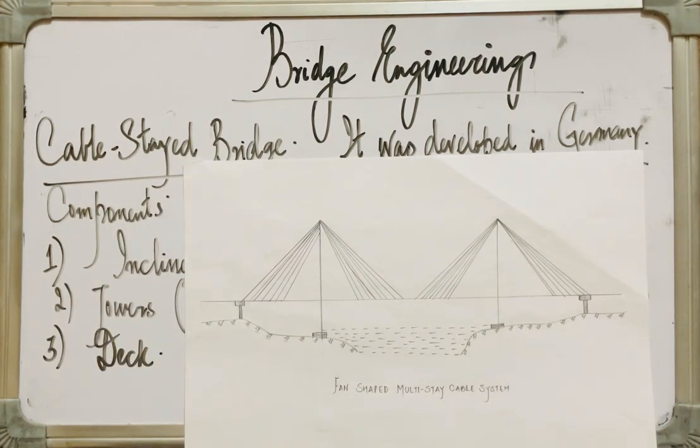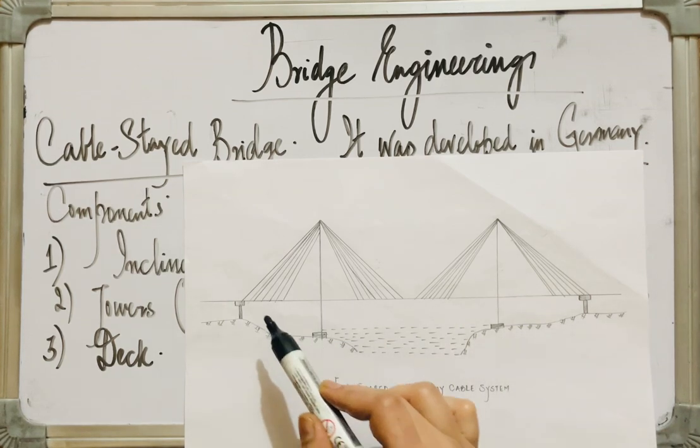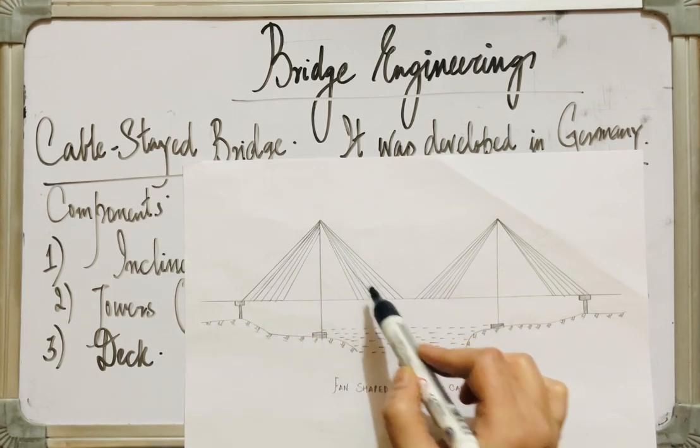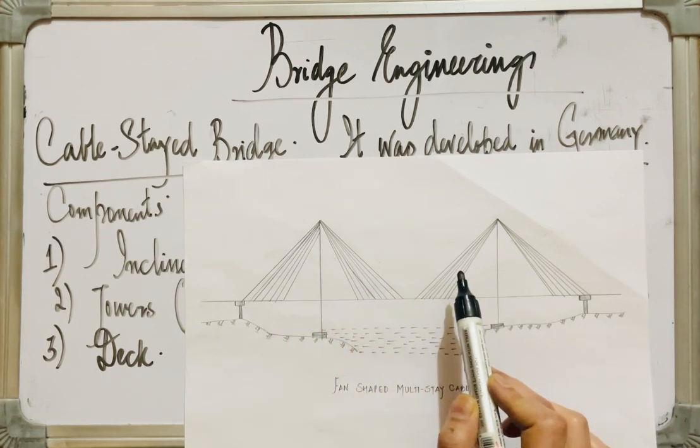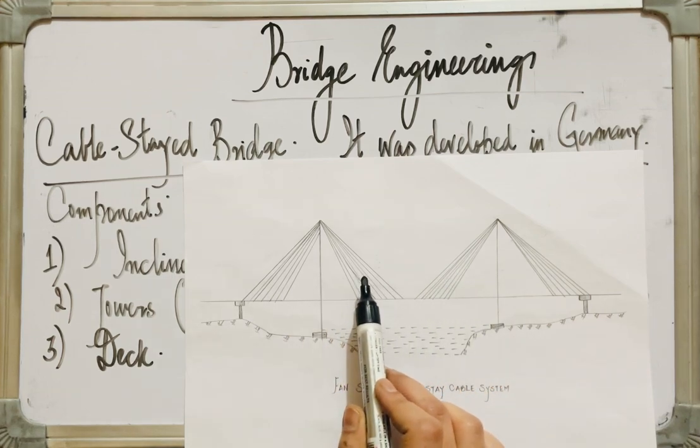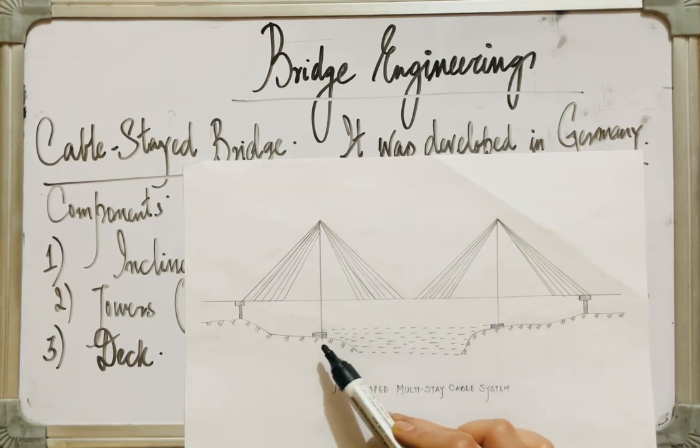This is a picture of a cable stayed bridge. These are the towers. They are embedded in the foundation. These you can see here, these are the inclined cables, and these inclined cables hung the bridge deck. That means the bridge deck in case of a cable stayed bridge is also suspended by means of these multiple cables, which are known as inclined cables. These are the towers which remain embedded in the foundation and also are known as the pylons, and this is essentially a bridge deck.